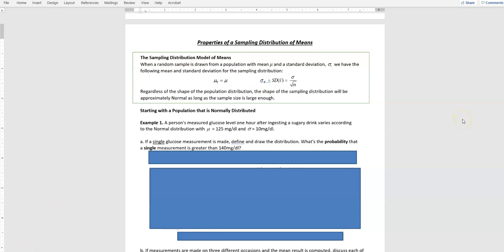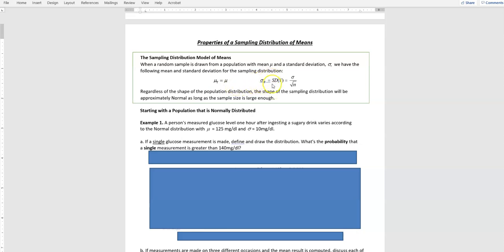It's Carly McAvoy. I'm talking about properties of a sampling distribution of means today. When a random sample is drawn from a population with a mean of mu and a standard deviation of sigma, we have the following mean and standard deviation for the sampling distribution. The mean for the distribution of means is going to be equal to the mean for the population, that parent population that we talked about in the last video.